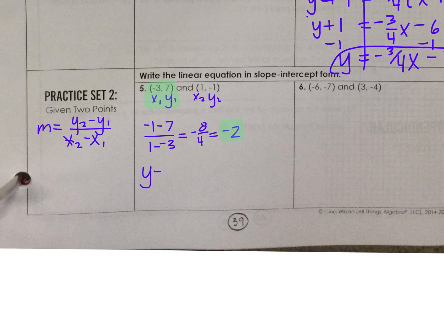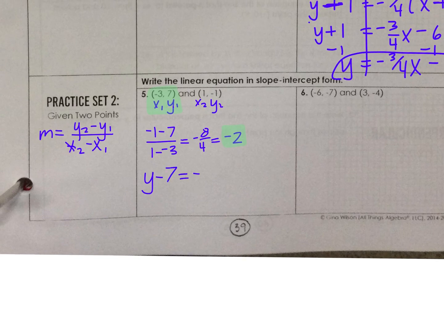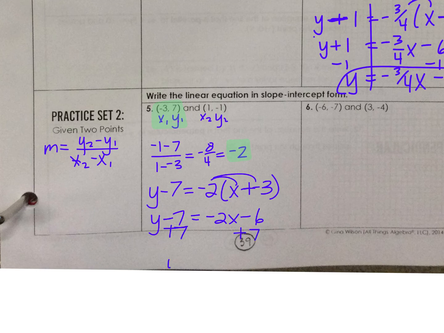y minus y1, which is a 7 up there in green, equals m, which is -2, x minus negative 3. Two negatives make a positive. y minus 7 equals negative 2x minus 6. I'm going to add 7 to both sides. y equals negative 2x plus 1.